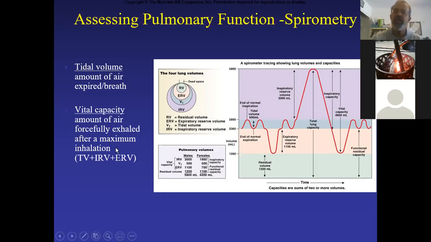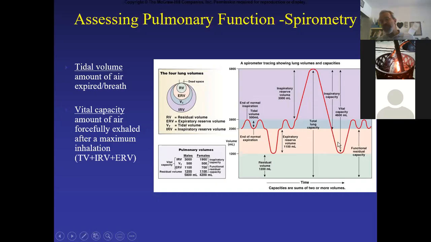This volume is due to a sum of the tidal volume plus what we call the inspiratory reserve volume, because when you're basically breathing in and out, you're not using the entire volume of your lungs. And we have what's called the expiratory reserve. So the vital capacity is the tidal volume plus the inspiratory reserve plus the expiratory reserve.